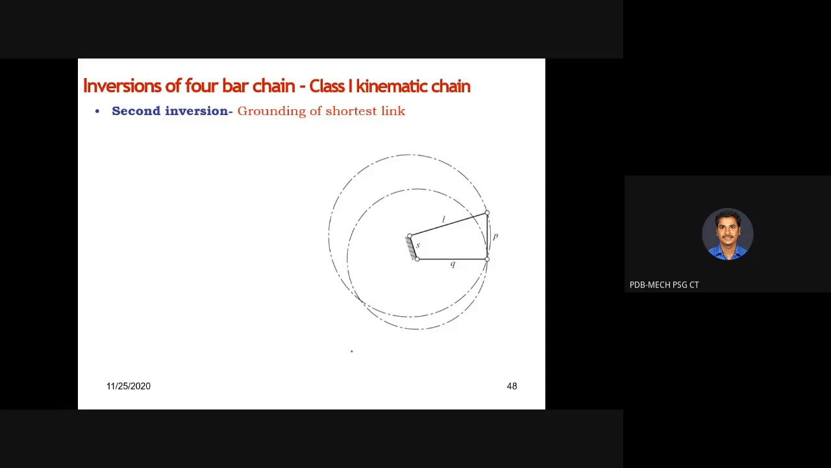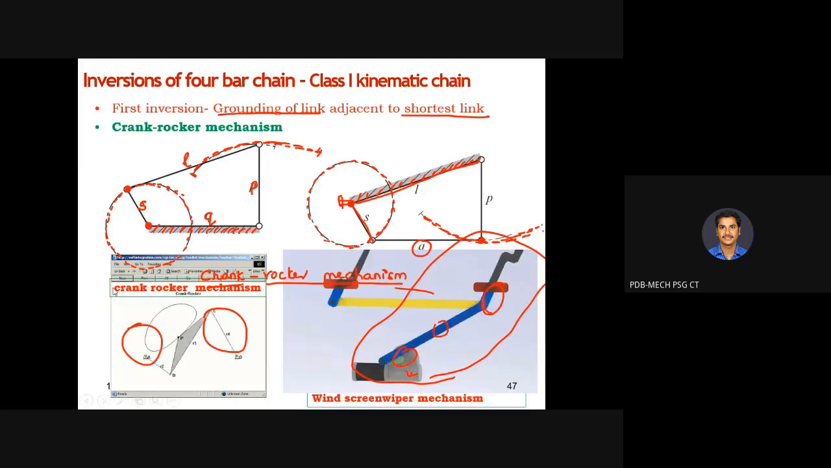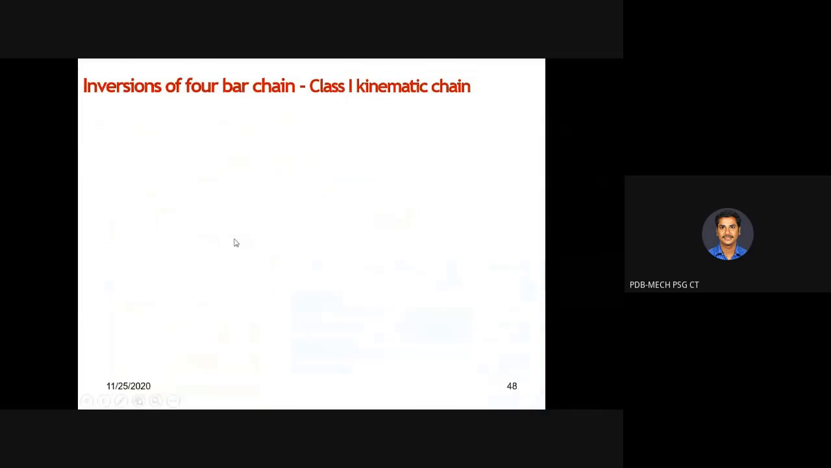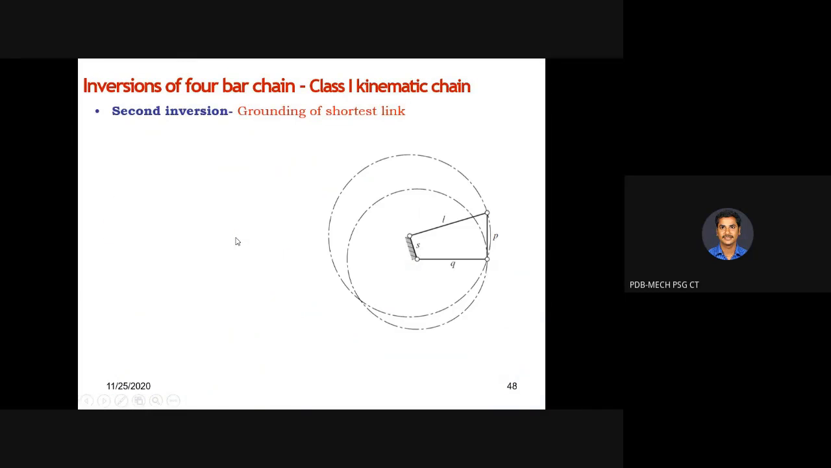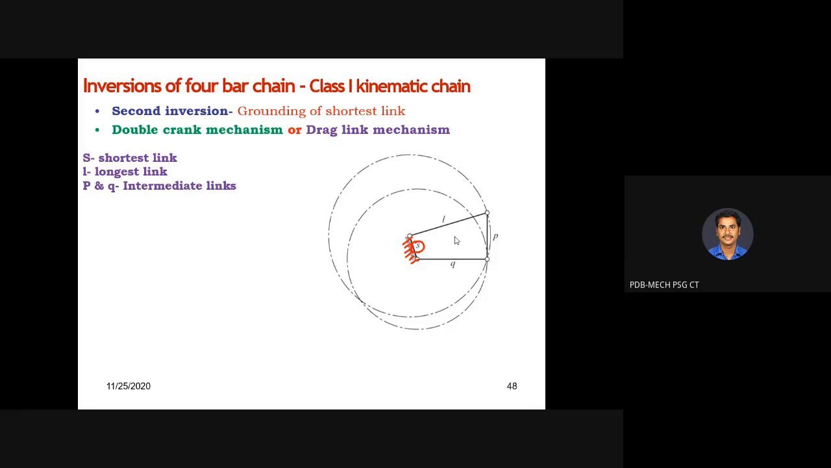As I told, the first two are similar, so we are having the same inversion. So the second inversion is grounding of the shortest link. In the first case, we fixed the links which are adjacent to the shortest link. Now we are fixing the shortest link itself. So which is the shortest link here? This one is the shortest link, and it is fixed now. If it is fixed, we have the other links, and in the motion you will see that we will be having a double crank mechanism or drag link mechanism.